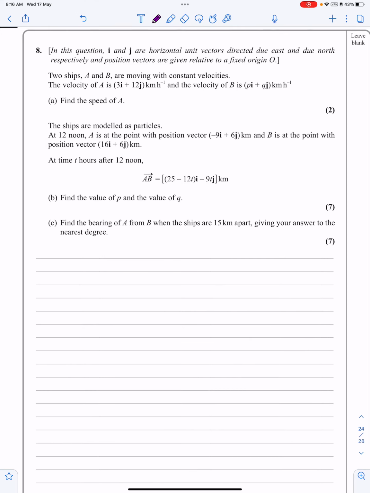Okay, this is M1 paper, October 2022, question 8. It's the last question of October 2022. As we can see, it's a vectors question. Let's have a read through and get started with it.